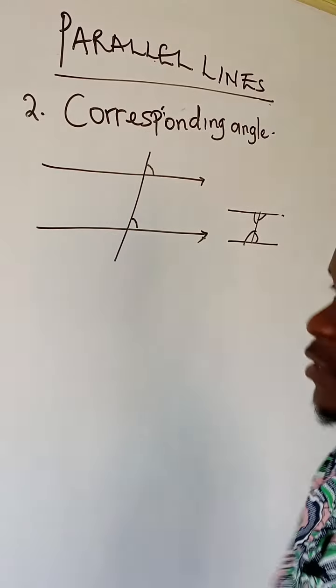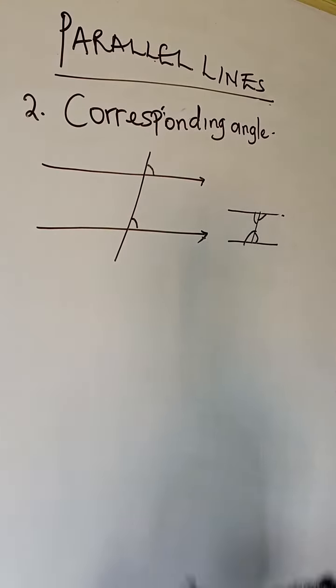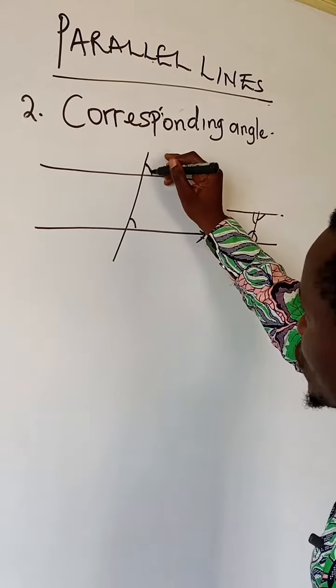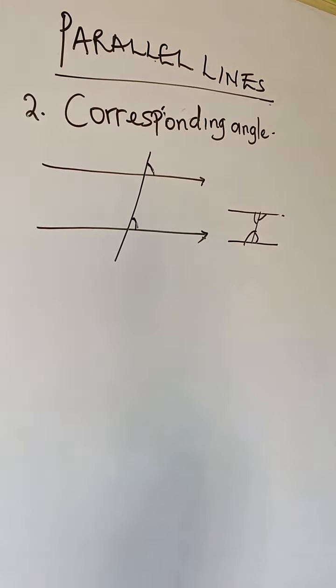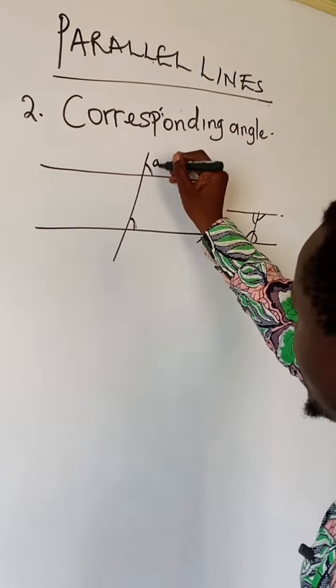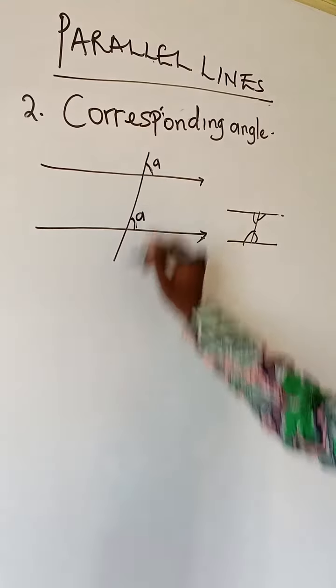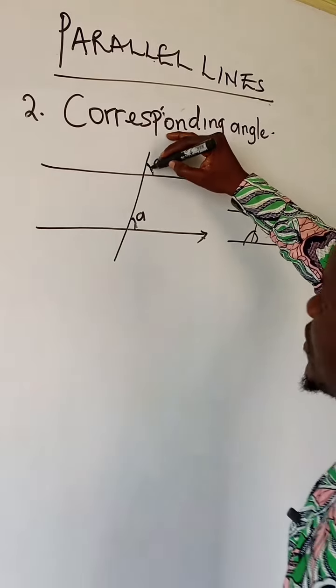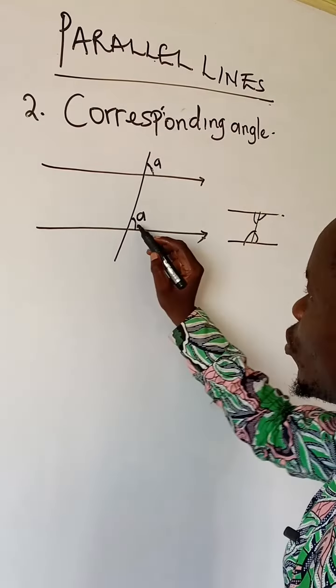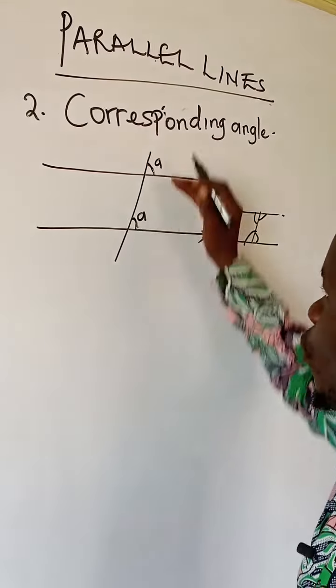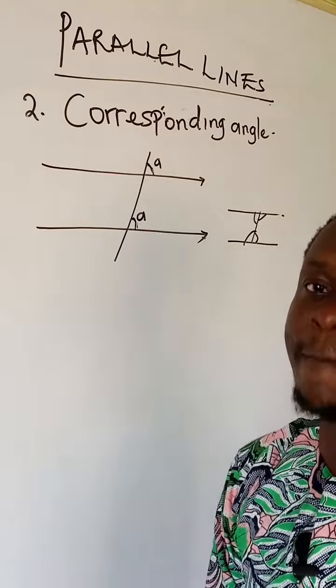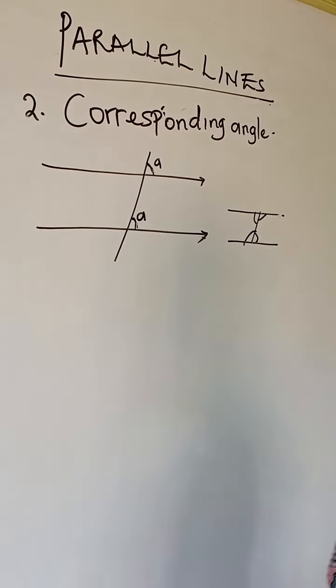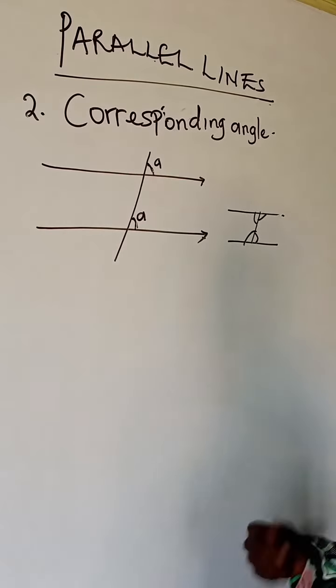Now the first thing about corresponding angle is that the two angles must always face the same direction. So if here is A, here too must be A because they are corresponding angle. Another thing is this: one angle will be outside and the other angle inside. So once these two criteria are met, then the two angles are corresponding angle.